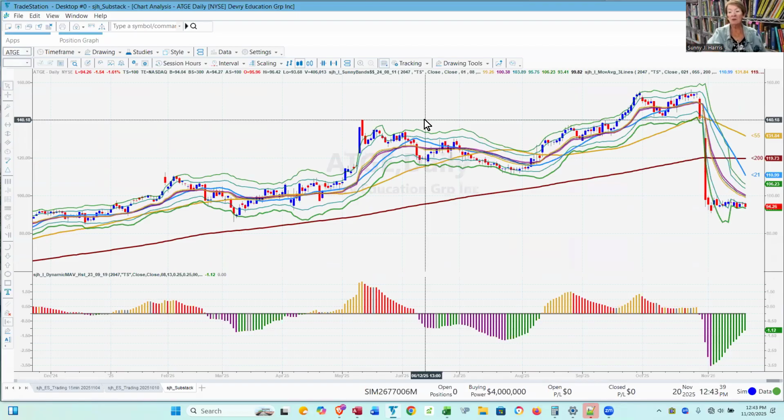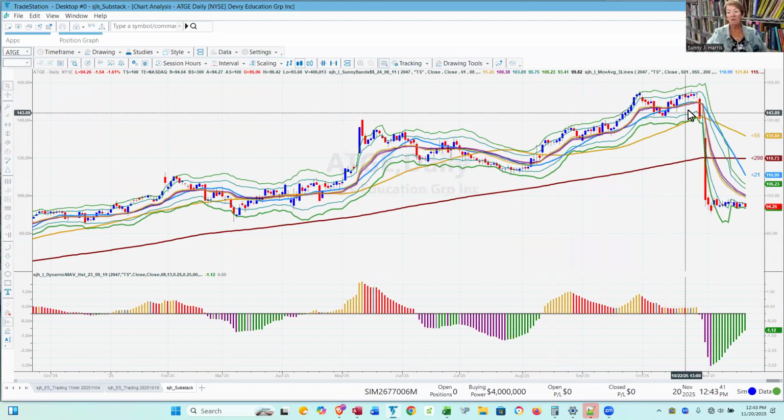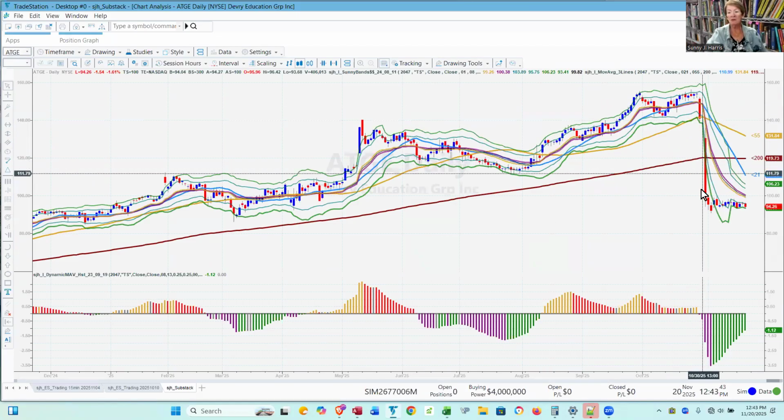That's an interesting one. We have falling out of bed right here. It just goes down, down, down. And now it's been sideways for the last 10 or so trading days.